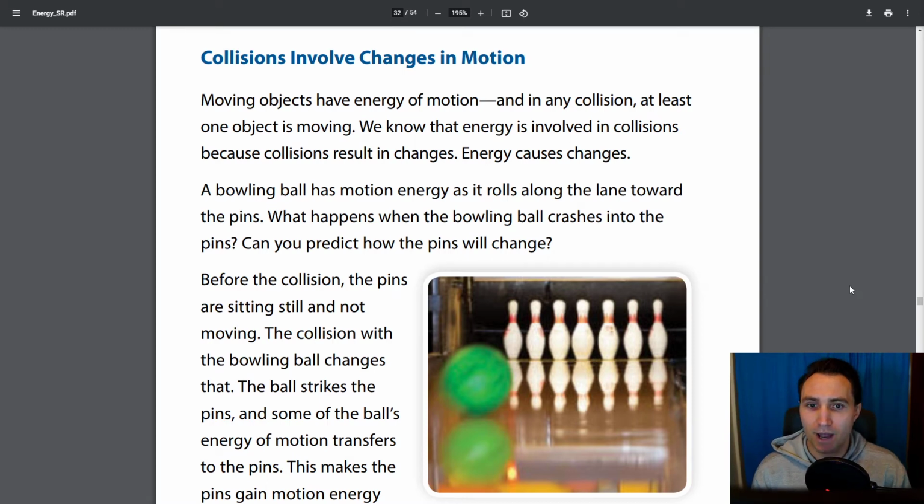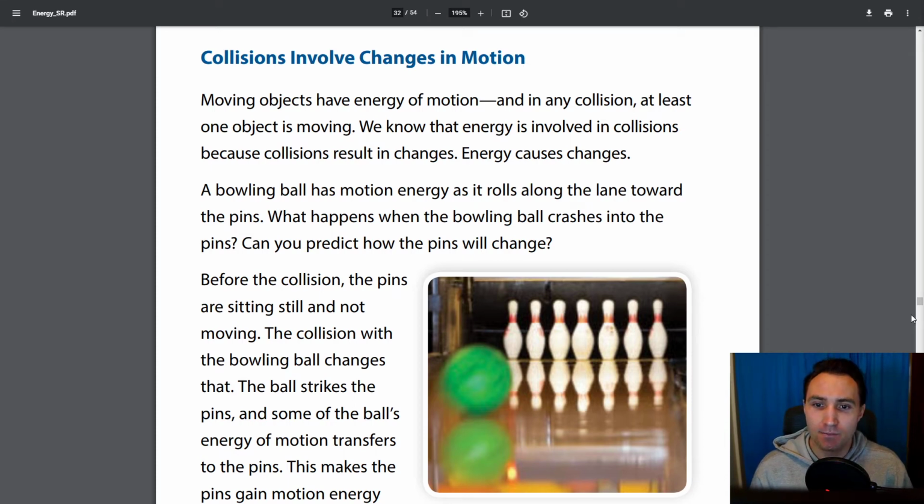All right, so let's learn about some more collisions. A bowling ball has motion energy as it rolls along the lane toward the pins. What happens when the bowling ball crashes into the pins? As long as you throw the bowling ball well and it hits the pins, right? What happens?